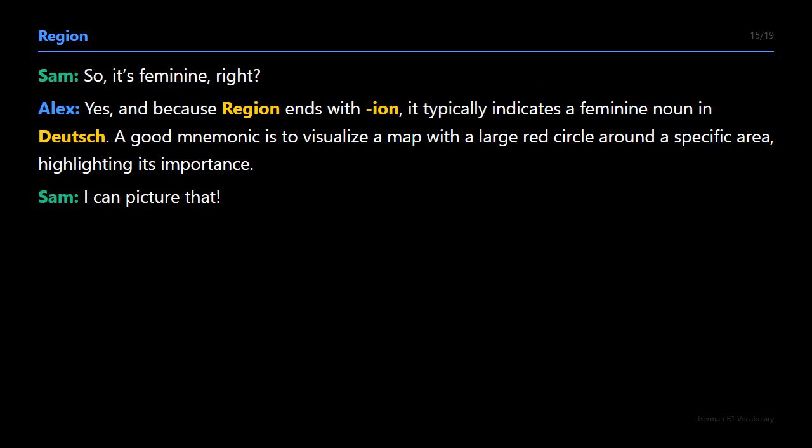So, it's feminine, right? Yes, and because Region ends with -ion, it typically indicates a feminine noun in Deutsch. A good mnemonic is to visualize a map with a large red circle around a specific area, highlighting its importance. I can picture that.